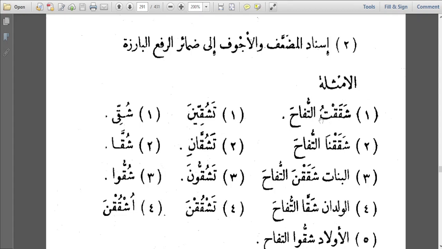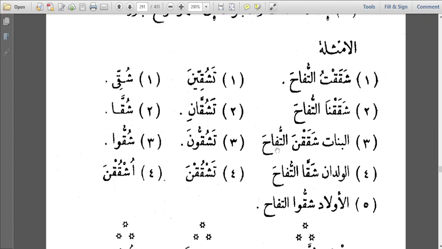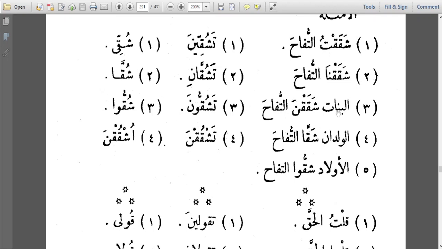You know the ضمائر الرفع already. The tau here is the ضمير الرفع. Okay, so he says I sliced open, or I sliced the apple into parts, or I cut the apple into parts. At-tufah is the apple. And then he says shaqaqna at-tufah. So it's the same meaning, but then there will be difference of the ضمائر الرفع. So shaqaqna at-tufah, we cut the apple open into parts.